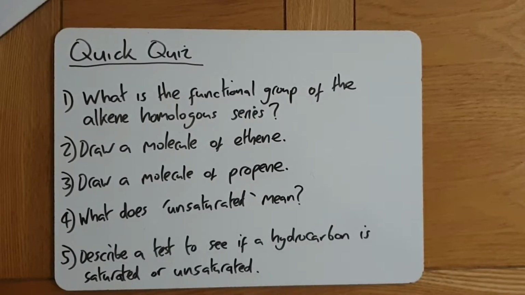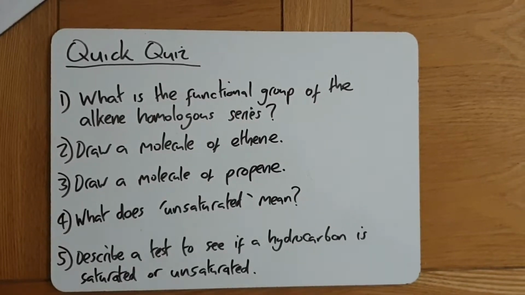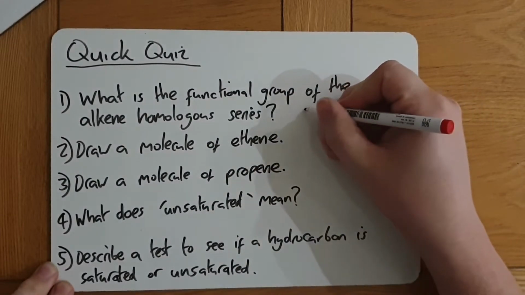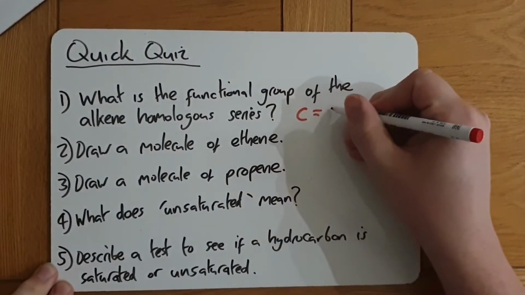What is the functional group of the alkene homologous series? The functional group of the alkene homologous series is carbon double bonded to carbon.